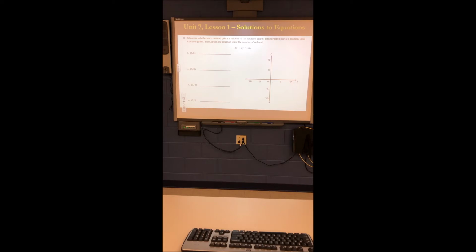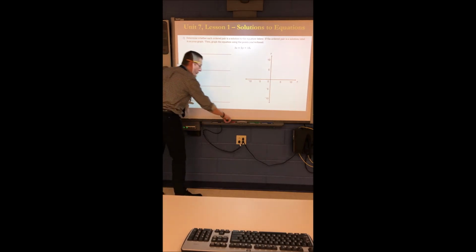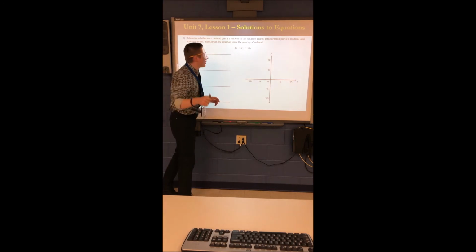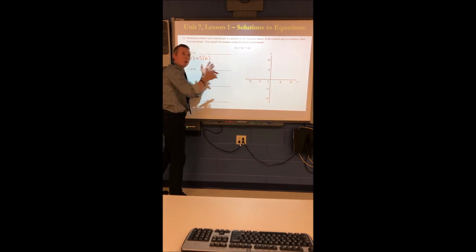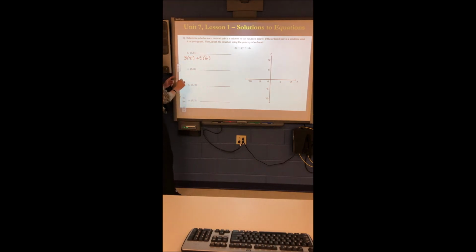Next, number 2, determine whether each ordered pair is a solution. Okay, this is basically our warm-up that we just did a little bit ago. Let's see if 5, 6 satisfies this equation. You know, another good way to do this would be to just put it in your calculator. But let's see if it satisfies. Our x value is 5, our y value is 6. Is this point on this line? We're questioning, is this point on this line? Okay, 15 plus 30 does not equal 15. Nope. That is not on this line.